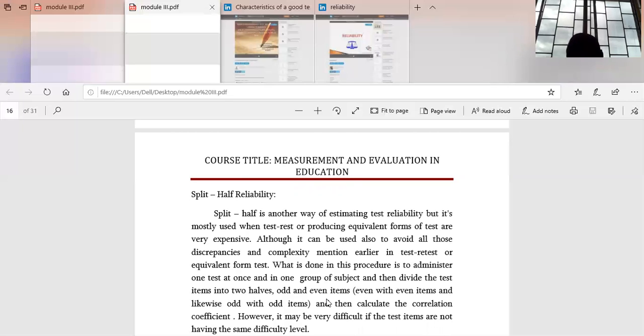So what is done there? In this procedure, you administer one test once to one group of subjects, and then divide the test items into two halves: odd and even, even with even items and likewise odd with odd items. Then you calculate the correlation coefficient. However, it may be very difficult if the test items do not have the same difficulty level.